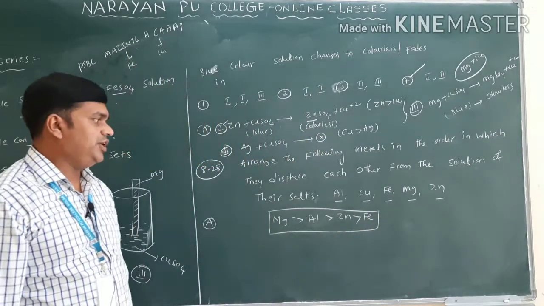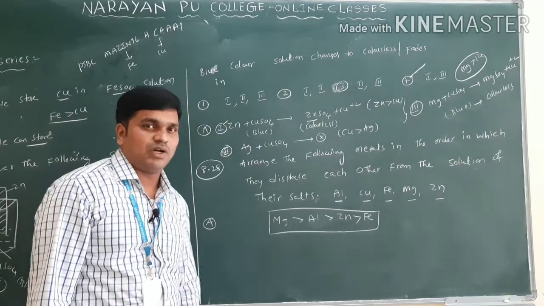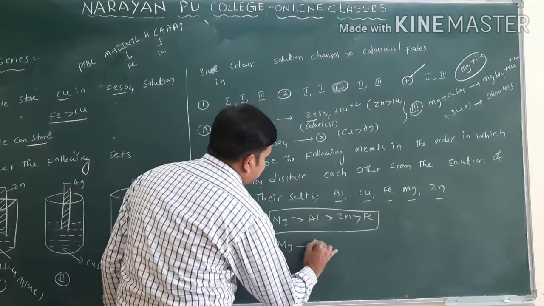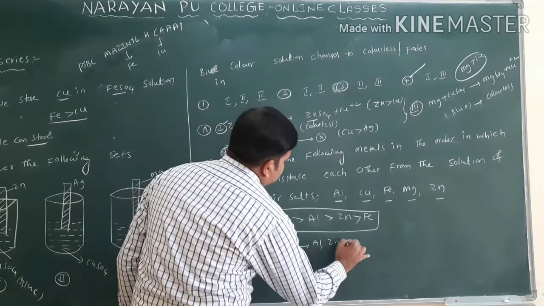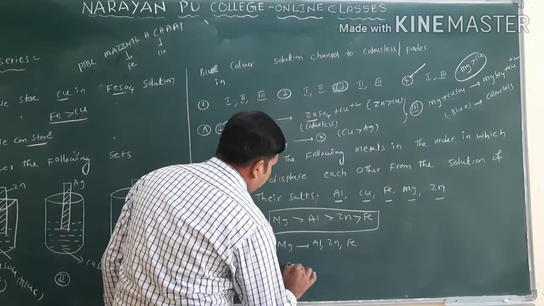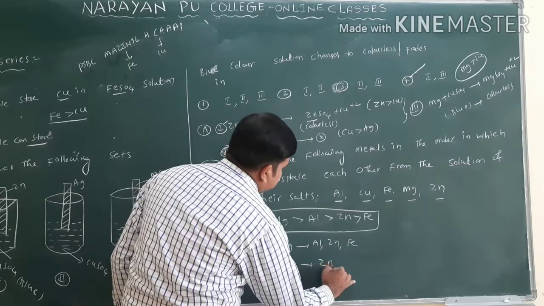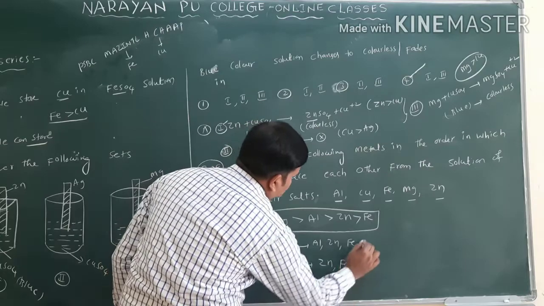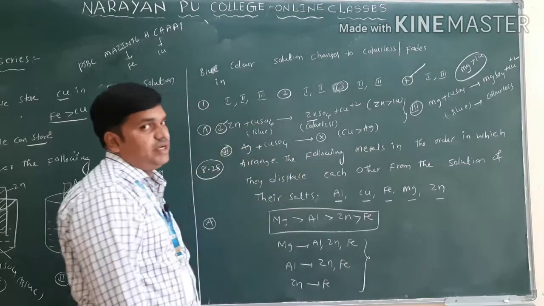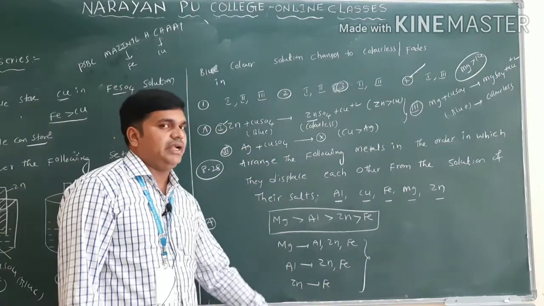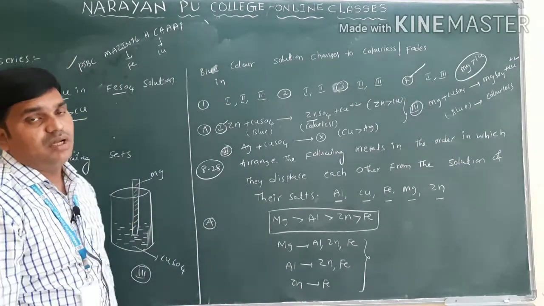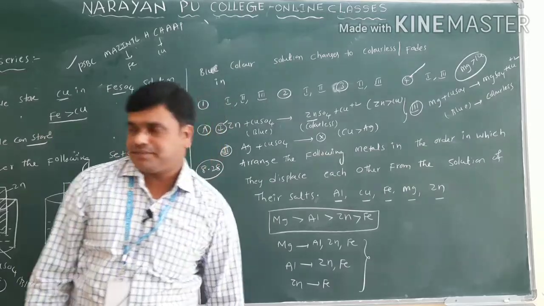Magnesium is greater than aluminum, aluminum is greater than zinc, and zinc is greater than iron. So magnesium displaces aluminum, zinc and iron. Aluminum displaces zinc and iron. Zinc displaces only iron. Okay, so this is the series you have to write. If you know this order, you can easily solve questions based on the electrochemical series.